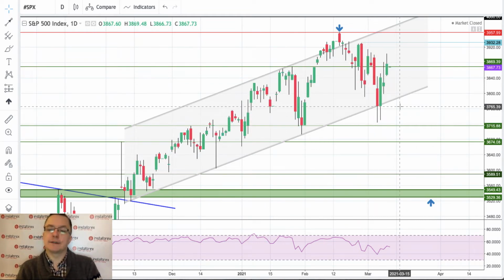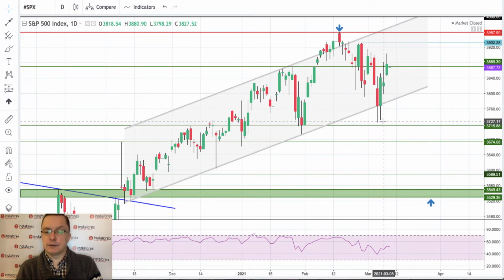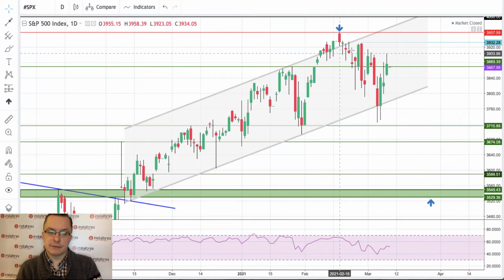We broke above it, so this channel is still valid despite this breakout here. There is no close below a level, for example 3,715. That would definitely be a completely different thing. That would be a game changer for the bulls. We might even expect a deeper pullback, but so far it didn't happen. We have this nice correction apparently.